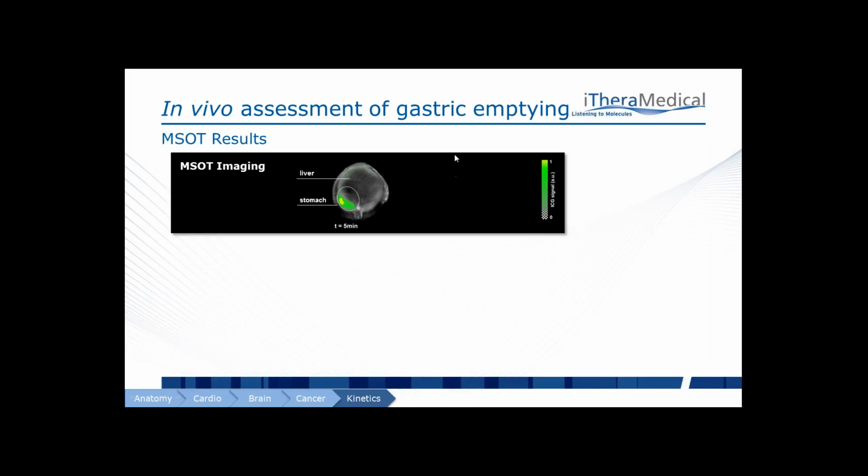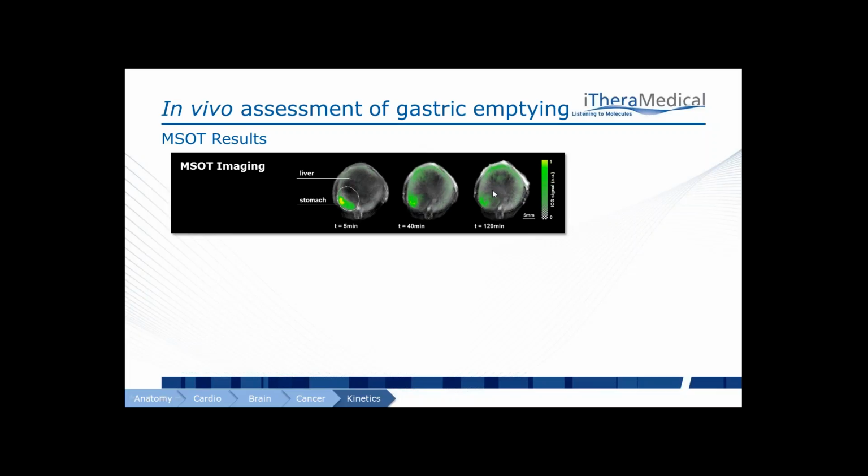Similar things can be done for gastric emptying. If you would like to investigate if a drug or a compound has an effect on the gastric emptying rate, you could evaluate this by MSOT, as I will show you in this slide. In this case, a bolus of ICG was delivered by oral gavage into the stomach of a mouse, and this is an imaging time point at 5 minutes. The stomach is circled, and you will see the dye slowly moving towards the liver, which is the clearance mechanism of the ICG after it gets absorbed in the body.